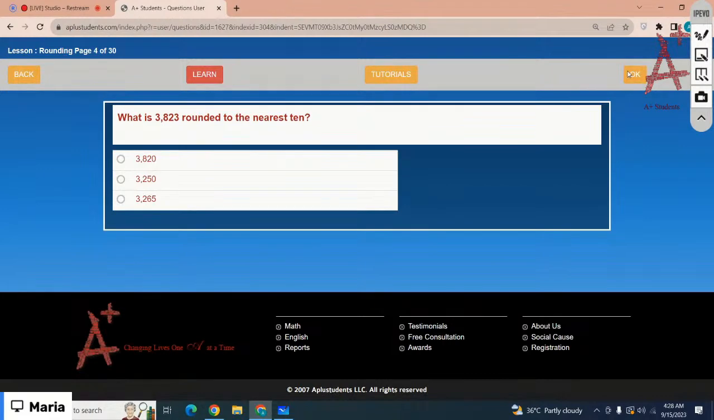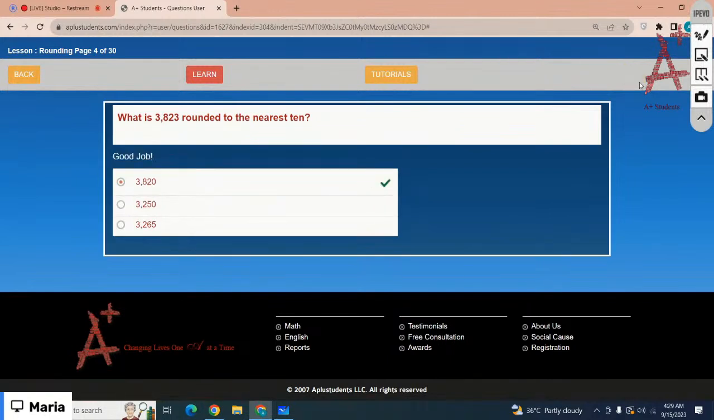Okay, what is 3823 rounded to the nearest 10? Which is the correct option? The tens digit is 2, right? It is rounded off to 3820. Option number 1 is the correct option. Very good.